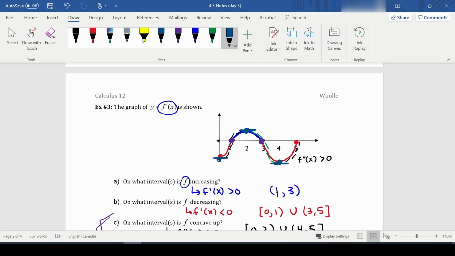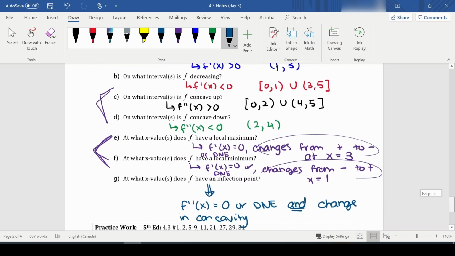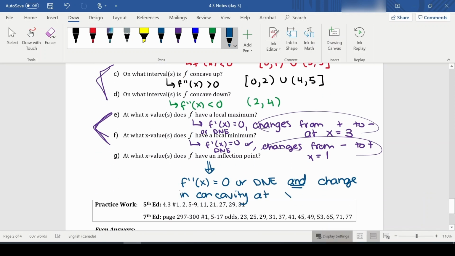And the question is, where am I changing concavity? Well, here I went from positive to negative slopes, and here I went from negative to positive slopes. So I'm actually changing concavity at both 2 and 4. And this is happening at x equals 2 and 4.